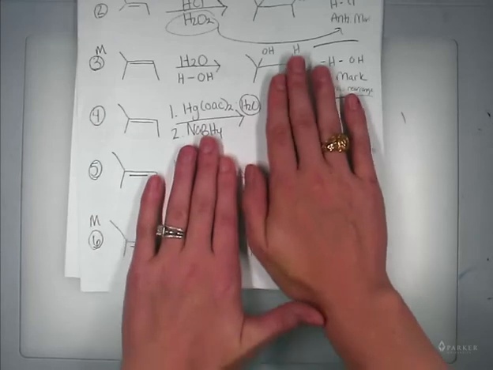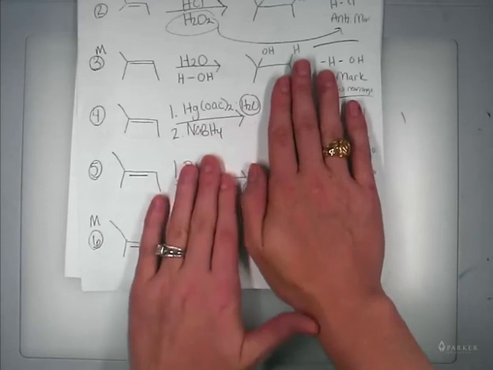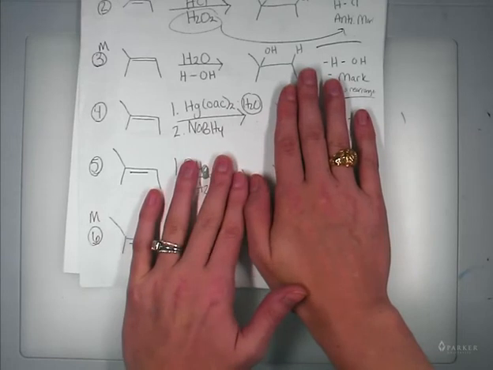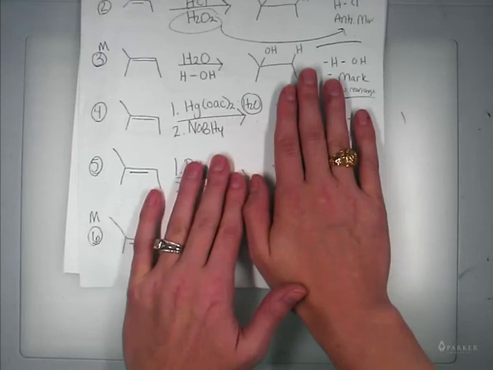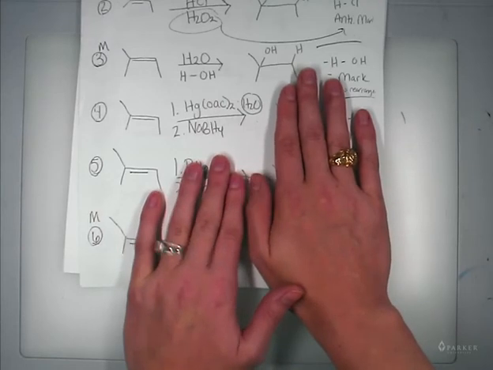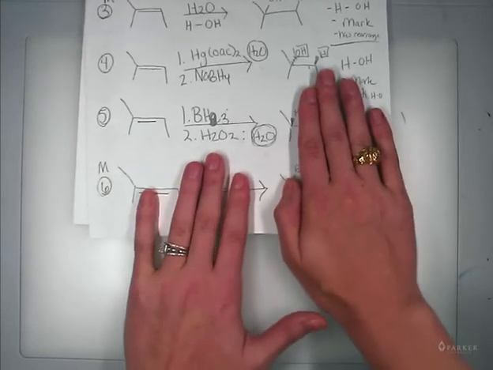Okay. What about this one here with the mercury? What are we adding across? H and OH. Markovnikov or anti-Markovnikov? Markovnikov, because no peroxide. How does this add? We're going to add in a specific way, looking at the wedges and dashes. It adds anti, meaning if one's on a wedge, the other one's on a dash. What about this one here?